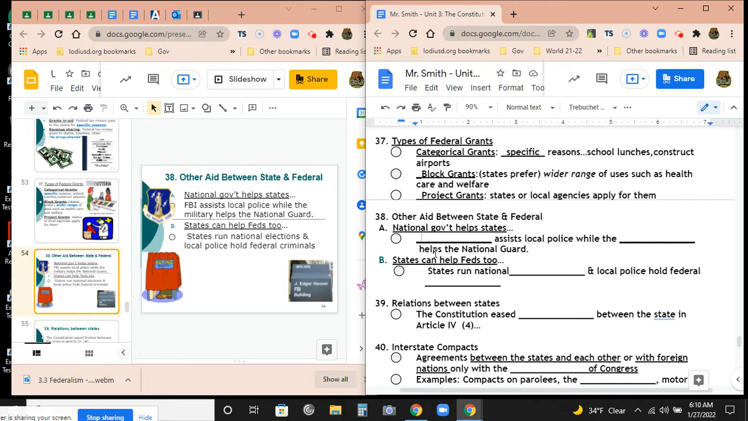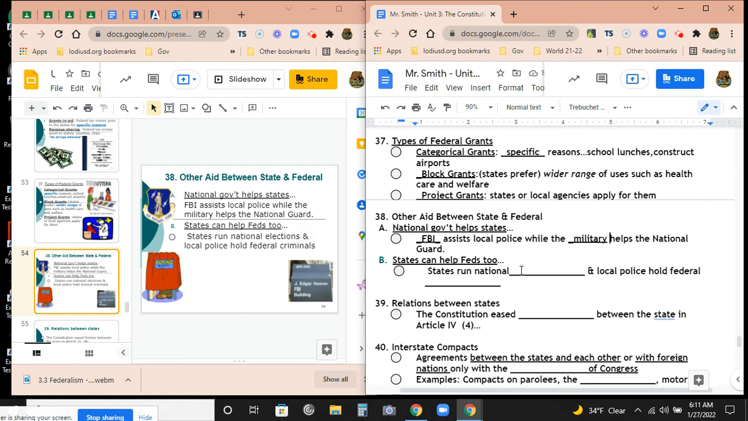There's other aid between state and the federal, where the national government helps states. For example, the FBI will assist with criminal issues. They have a little bit more resources than local or state, while the military provides support as needed to the National Guard. National Guard is who you call when you have domestic issues, whether it's Kent State or the insurrection on January 6th. That's who gets called, and that's who supports them, the military.